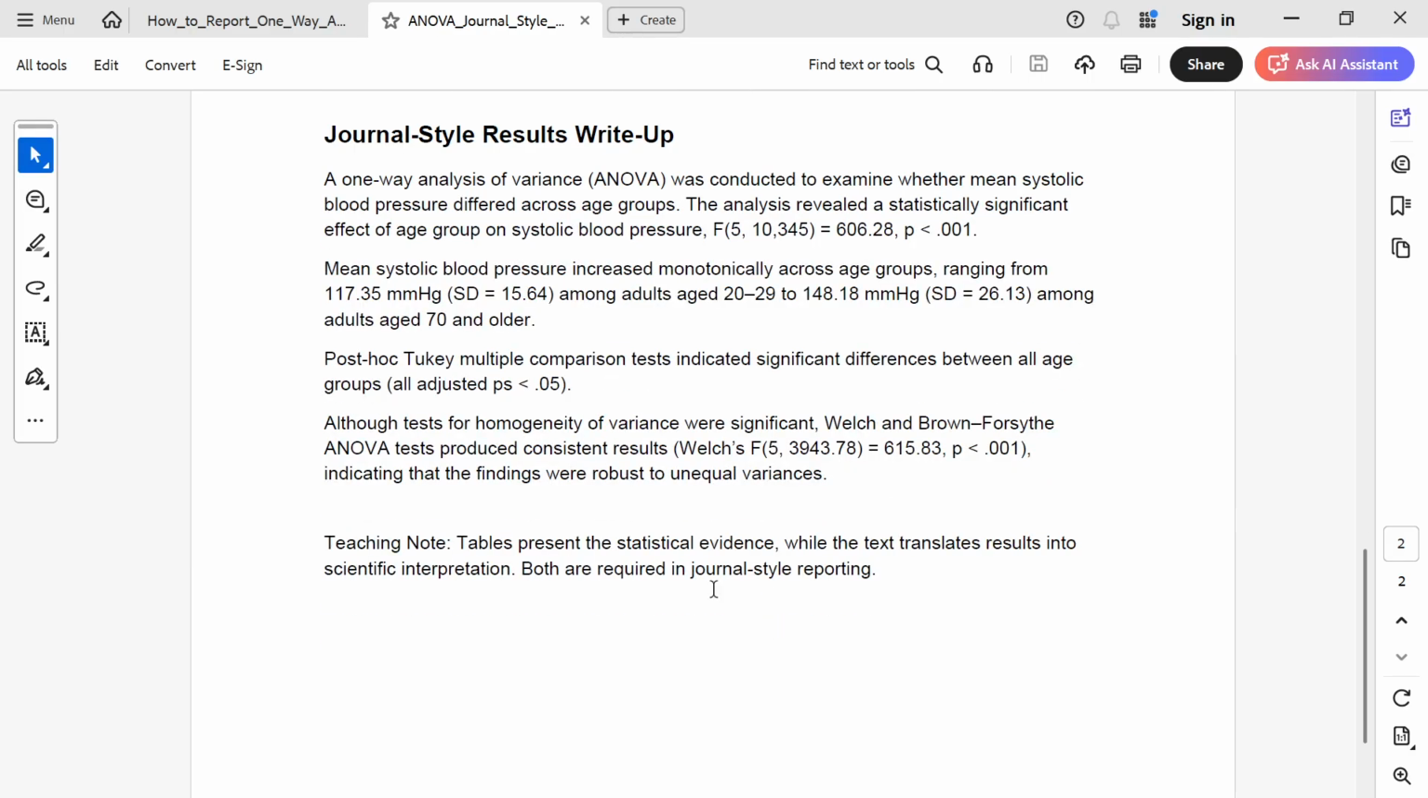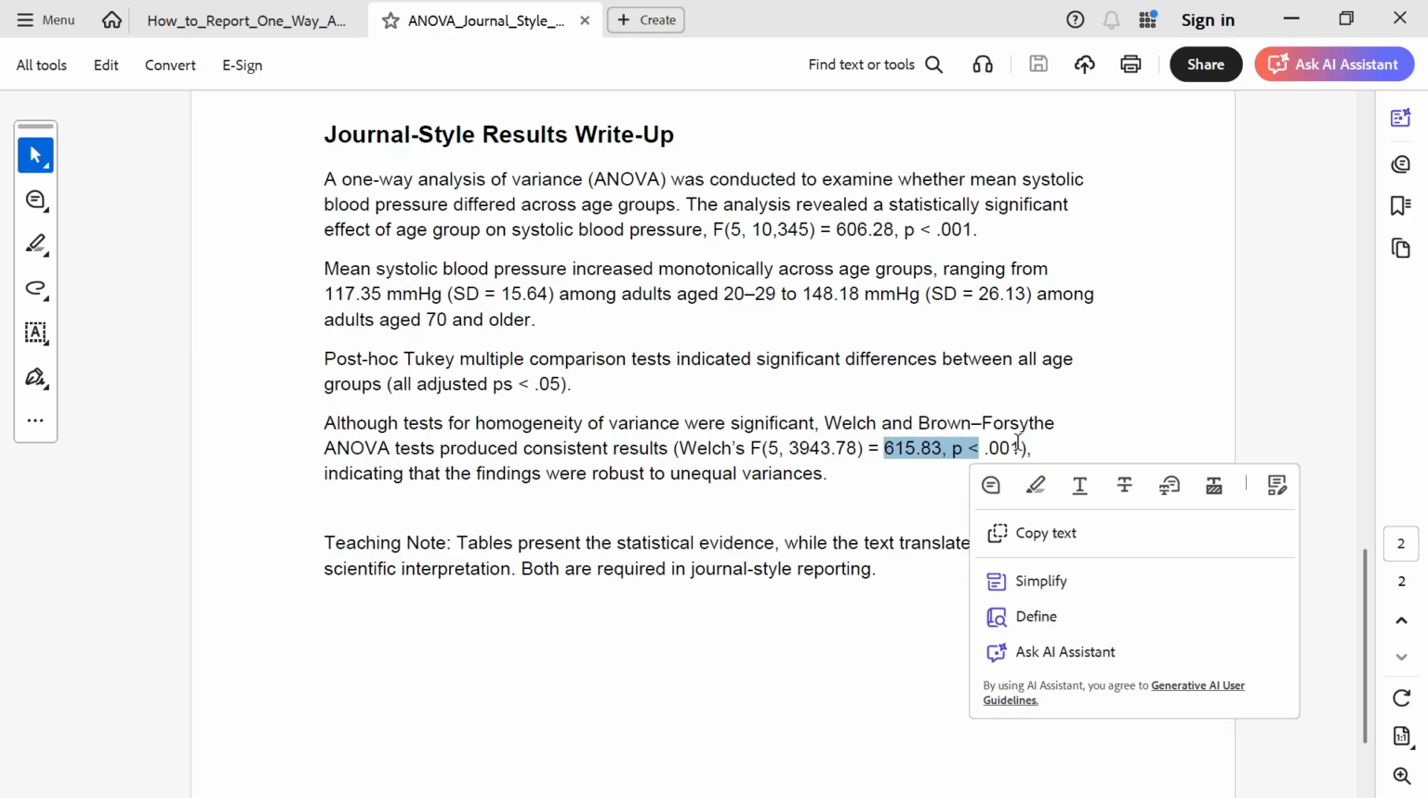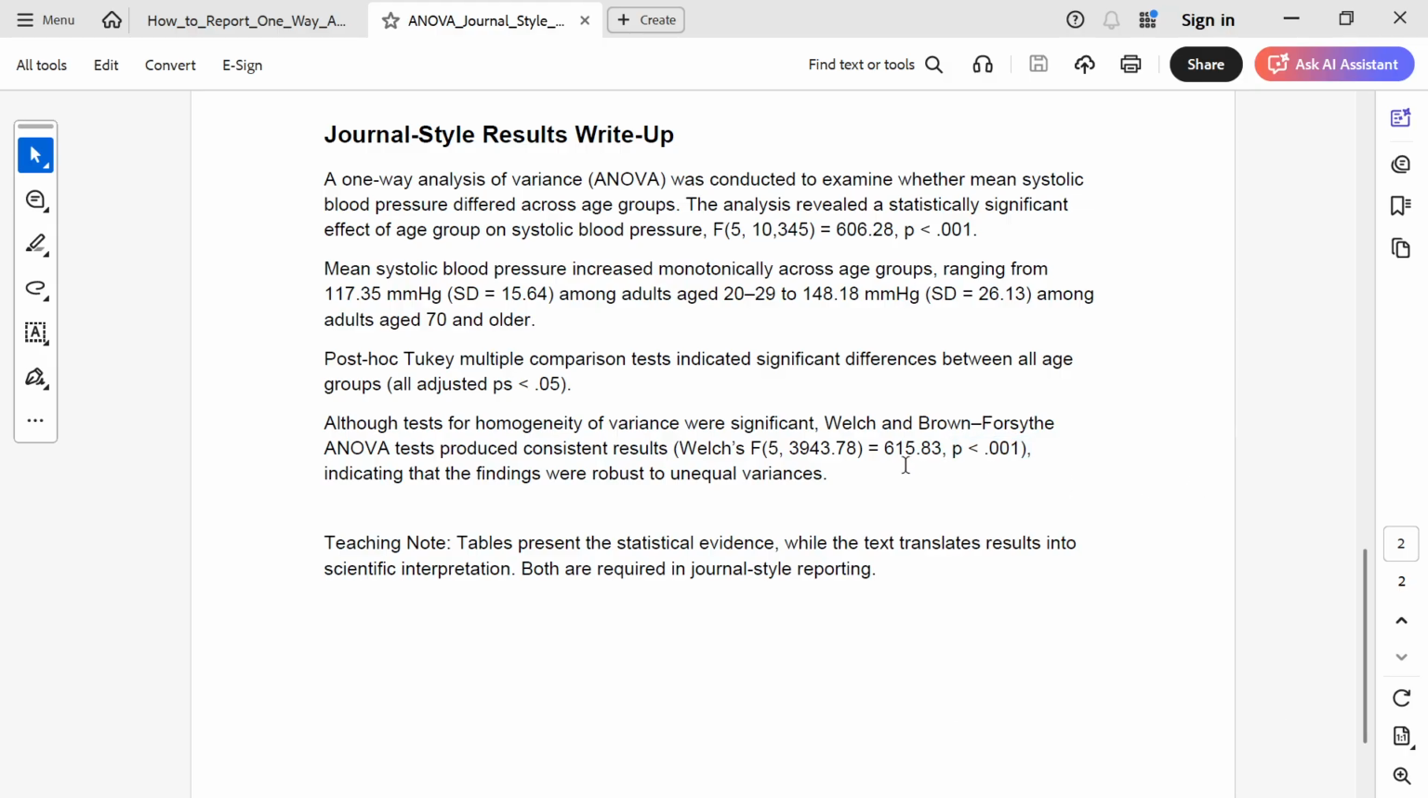But then, all the tests for homogeneity of variance are significant, which means the equal variance assumption has been violated. But Welch's test, as a robustness check, produces consistent results, indicating the findings are robust to unequal variances. Welch's ANOVA does not assume equal variances, but it still produces similar results. The F statistic is 615, and that is significant at the 0.001 level, indicating that the findings are robust to unequal variances.